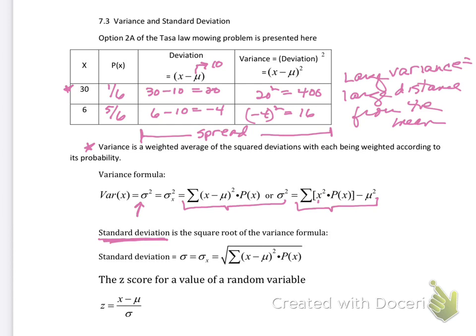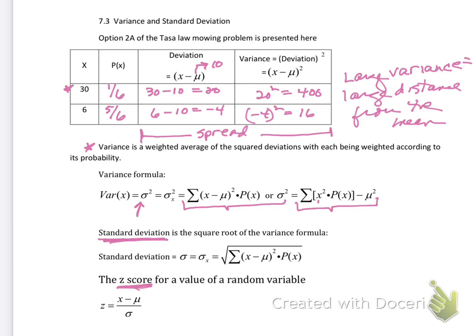Okay, another thing you want to know about: z-scores for a value of a random variable. A lot of times people use z-scores. Z-scores have the benefit of having mu equal to 0 and standard deviation equal to 1. So it's kind of a uniform way of comparing numbers. So let's just take a second and figure out the z-score for 30 and for 6.